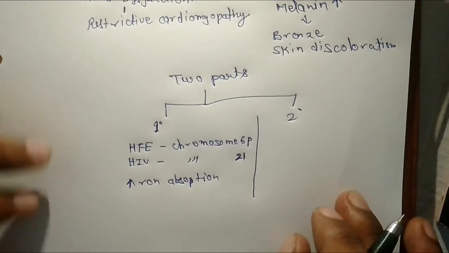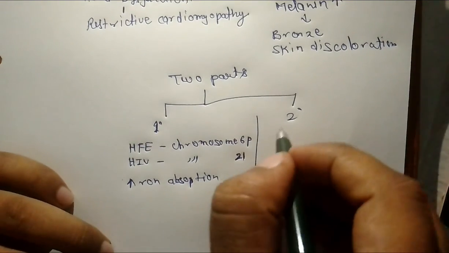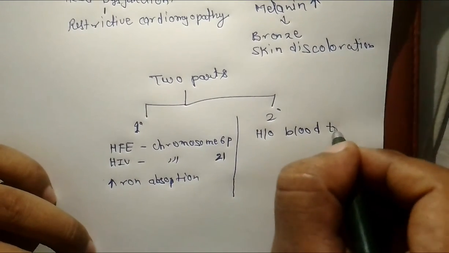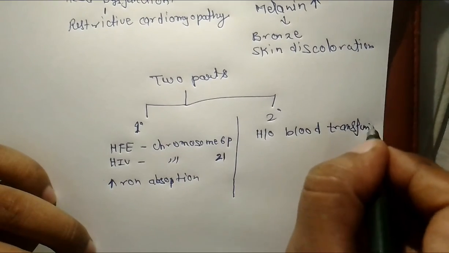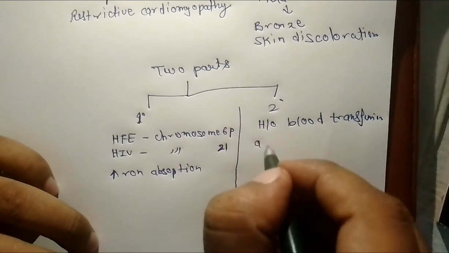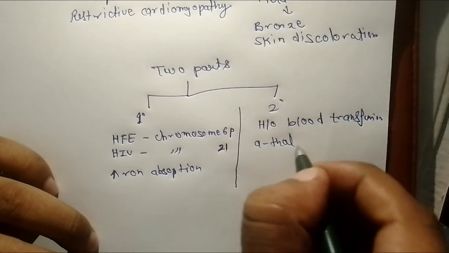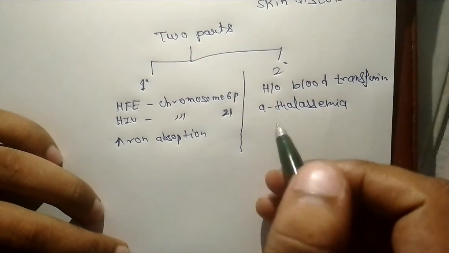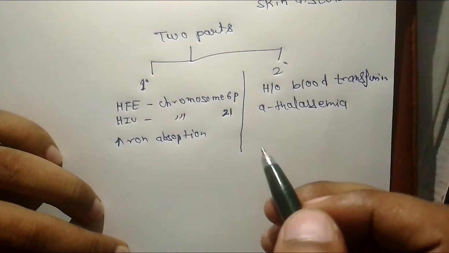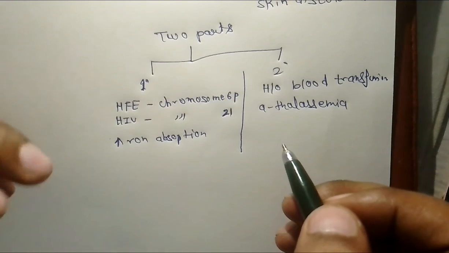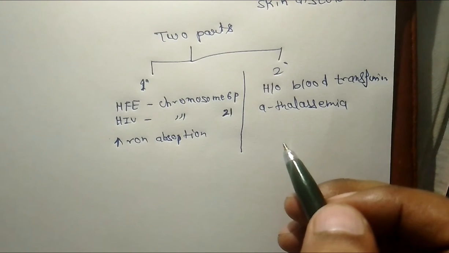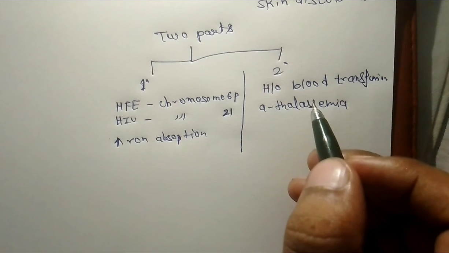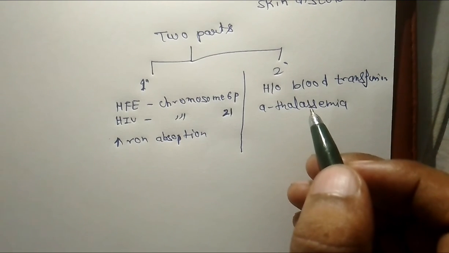Secondary hemochromatosis is mainly caused by a history of blood transfusion, like in alpha thalassemia. Alpha thalassemia is a defect of hemoglobin synthesis, so hemoglobin decreases in our blood. That's why we need to transfuse the blood. When we transfuse the blood, that will increase the iron overload in our tissues.